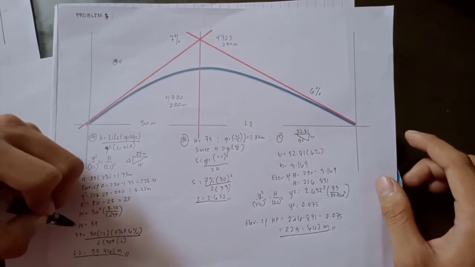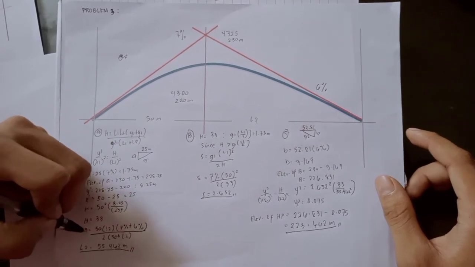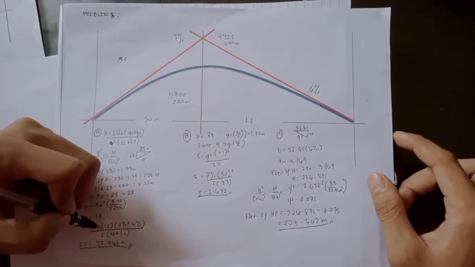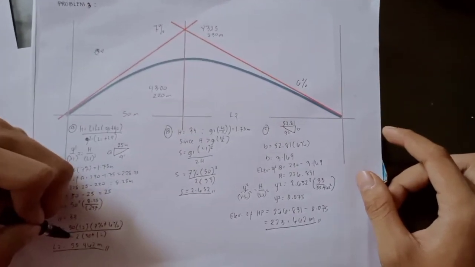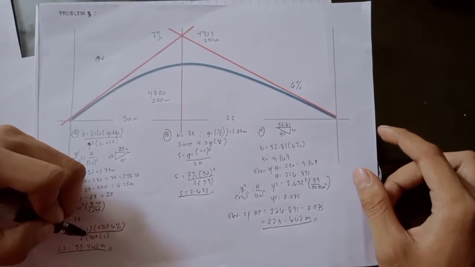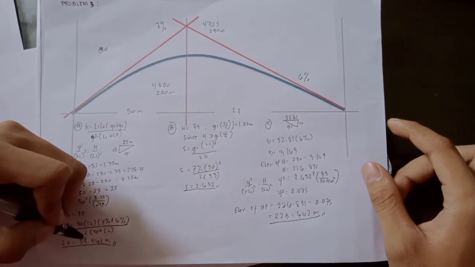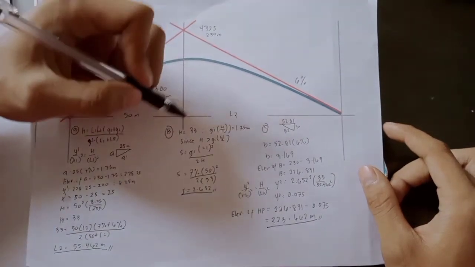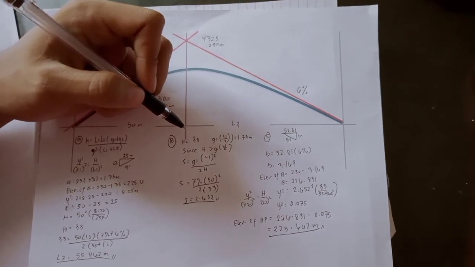So the answer is 33. So we have H is 33. So 33 is equal to 50 multiplied by L2, then 7% plus 6%, then over 2 multiplied by 50 plus L2. So L2 is equal to 55.462 meter. So in letter B, we need to determine the stationing of the highest point.